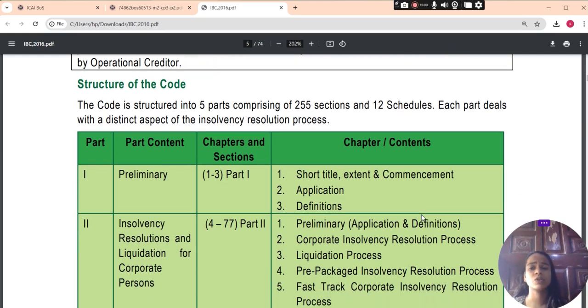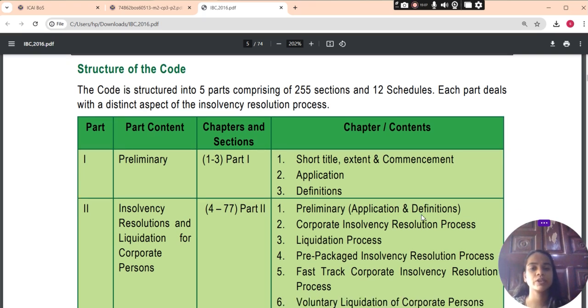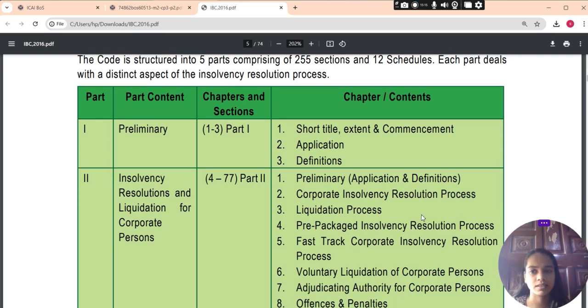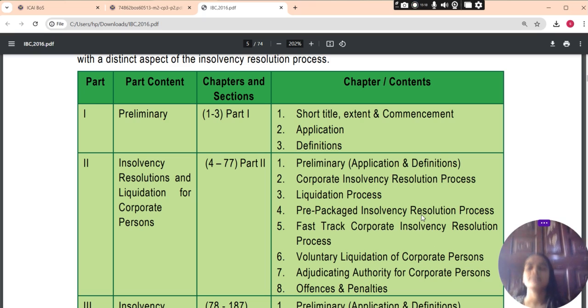Then comes the structure of the code. The code is structured into 5 parts comprising 255 sections and 12 schedules. Each part deals with distinct aspects of the insolvency resolution process. So each part contains chapters and sections, and each chapter contains sections. Part 1 will be the preliminary, sections 1 to 3, which contain short title, extent and commencement, application and definition.